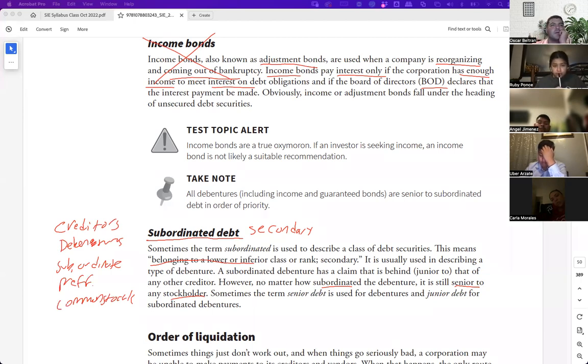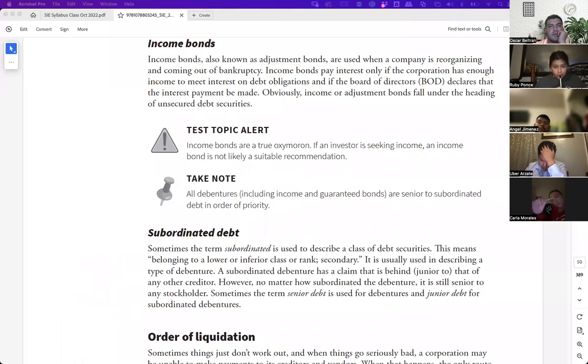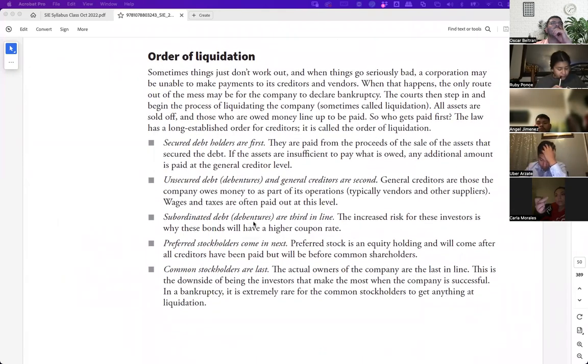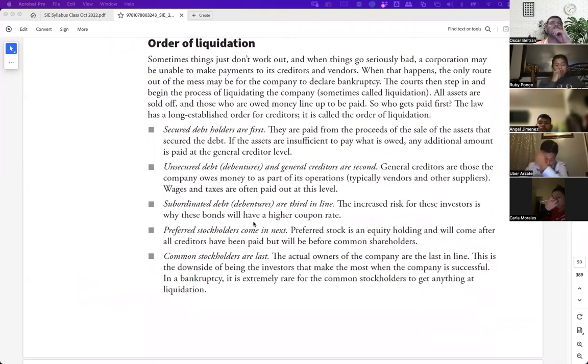Okay. And it's over here, the order of liquidation. All right, so right here is the order of liquidation. So more than likely, this right here will be on the exam. Okay. Let me get my little pen. There it is. All right, so here it is.